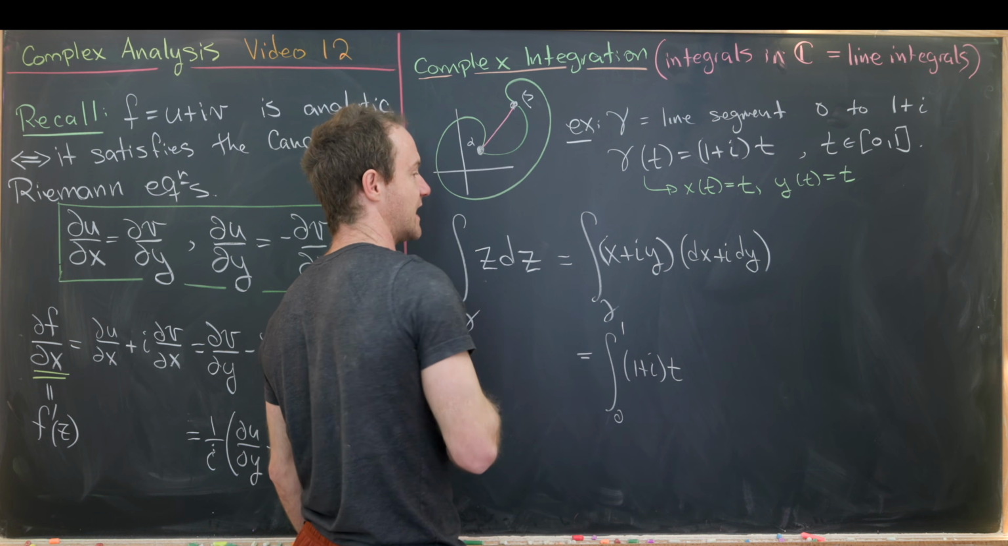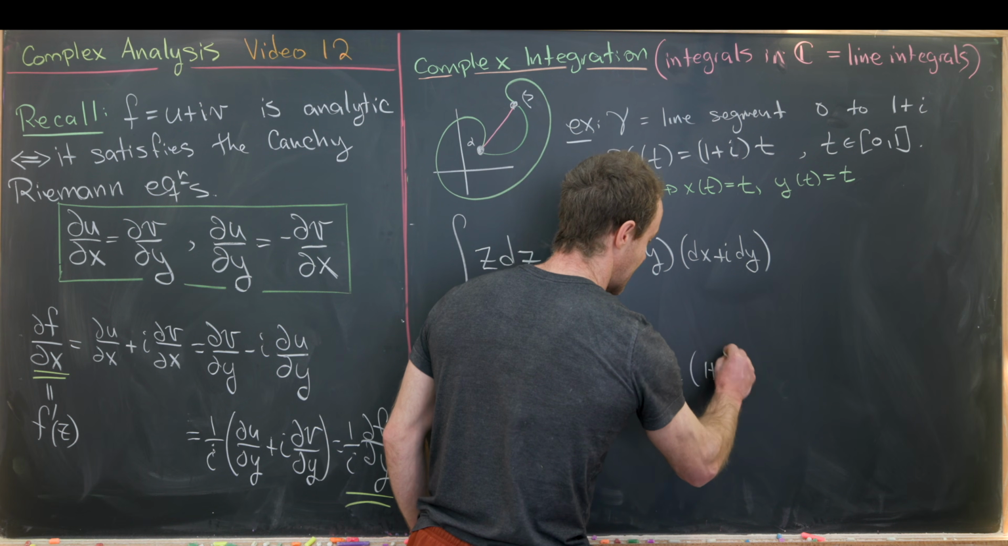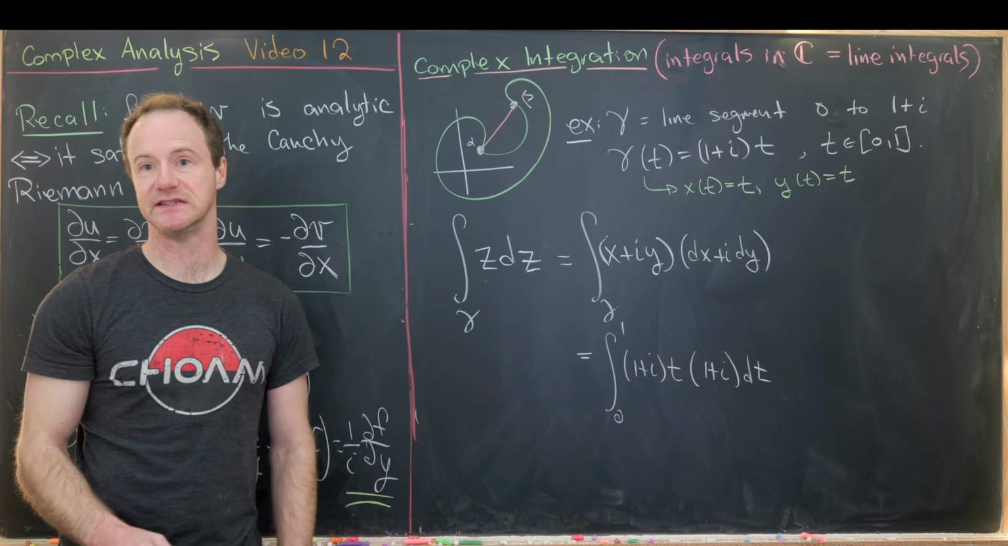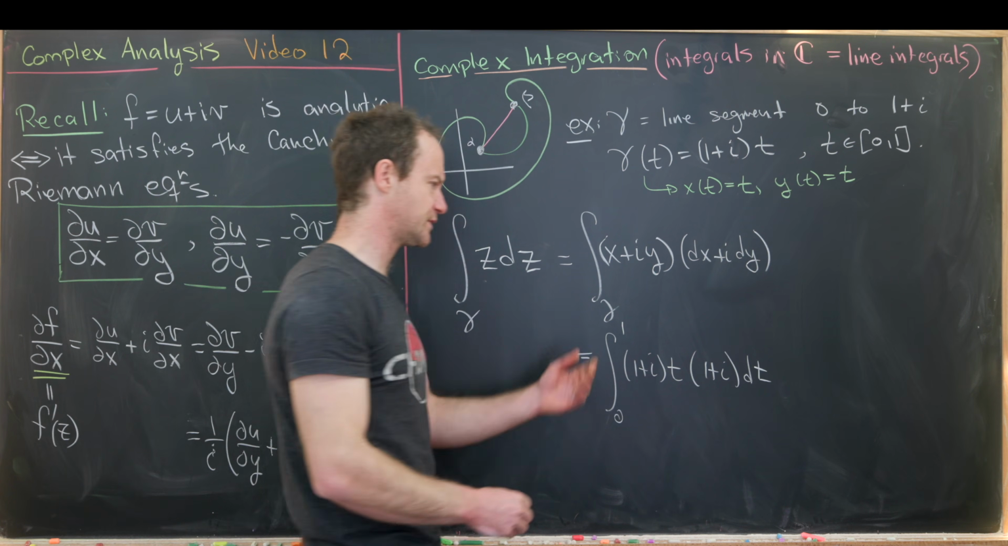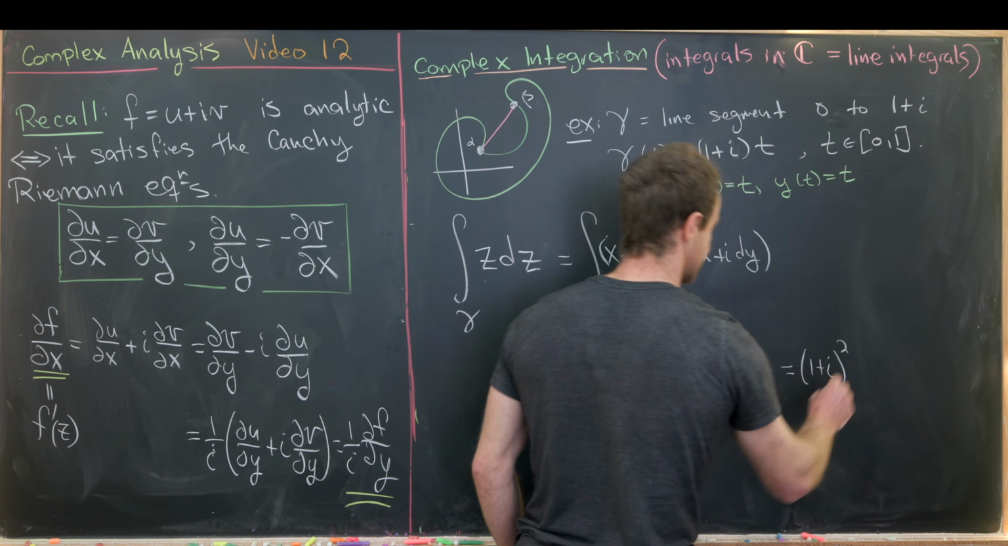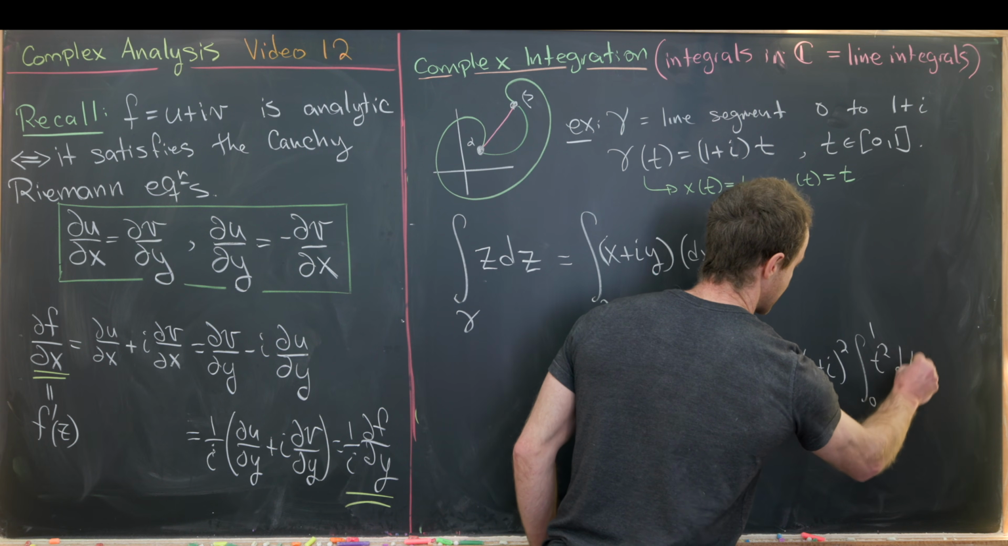So that would be like our x plus iy. And then we'll have 1 plus i dt. So that'll be like our dx plus i dy term. Notice we can factor out a (1 plus i) squared. So we have (1 plus i) squared, and then the integral from 0 to 1 of t squared dt.